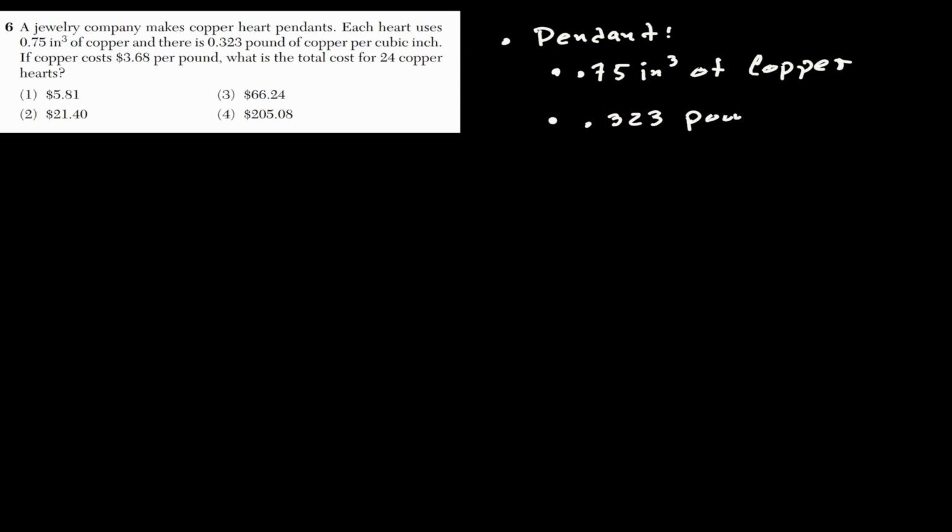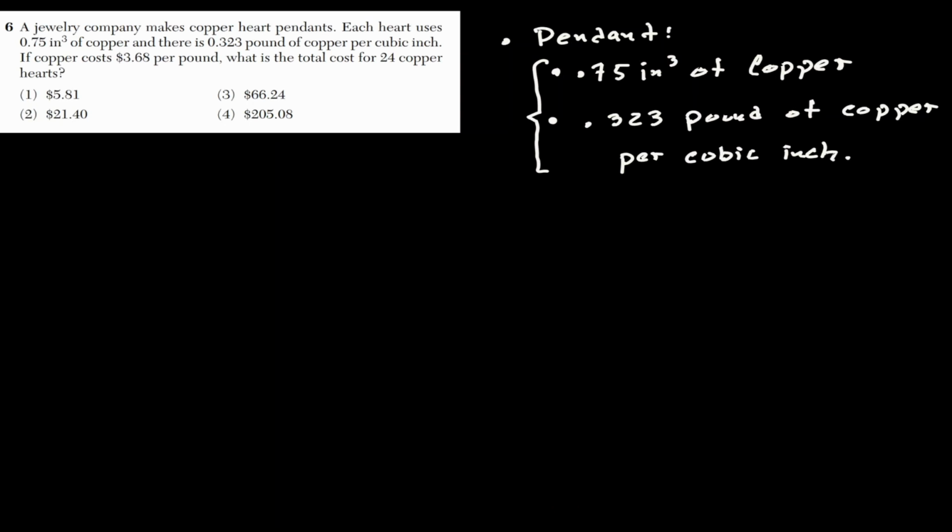In question number 6, we have that a jewelry company makes copper heart pendants, and each heart uses 0.75 cubic inches of copper. So let's write that down. So each pendant uses 0.75 cubic inches of copper. And then in addition, there's about 0.323 pounds of copper per cubic inch.